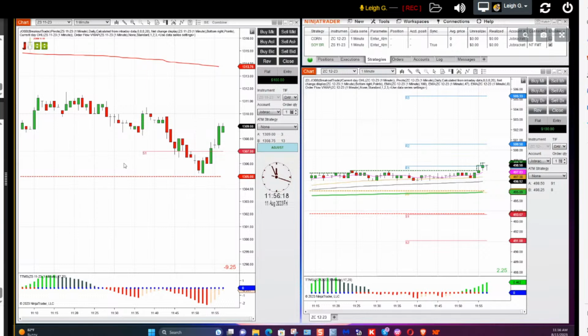But the DMM, in all seriousness, is really clear. It's an easy trade to set up.